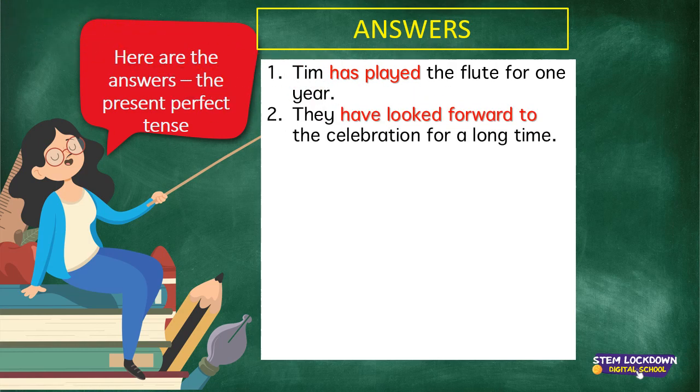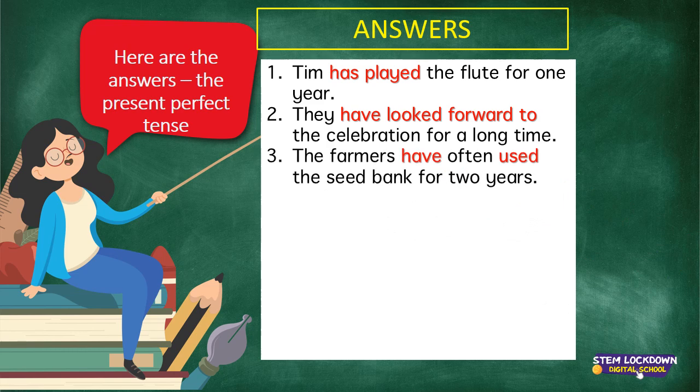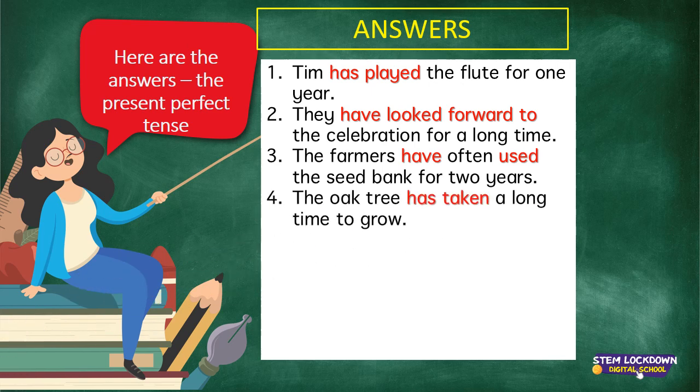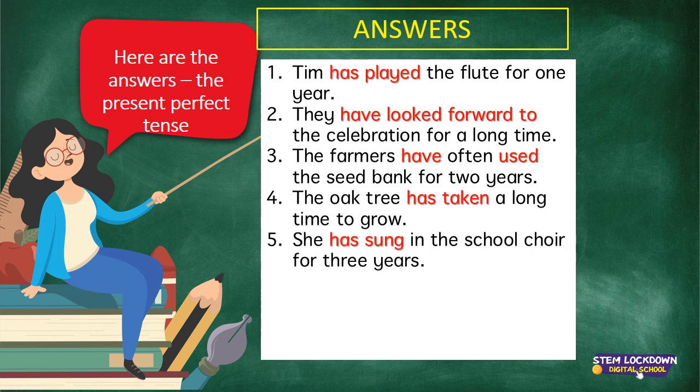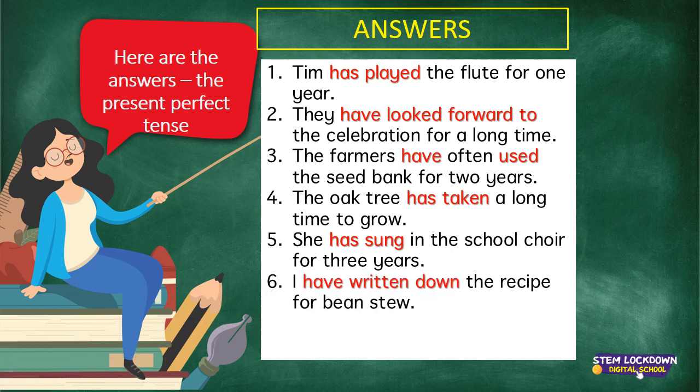Number 2, they have looked forward to the celebration for a long time. Have looked forward to. Number 3, the farmers have often used the seed bank for 2 years. Have used. Number 4, the oak tree has taken a long time to grow. Has taken. Number 5, she has sung in the school choir for 3 years. Has sung.